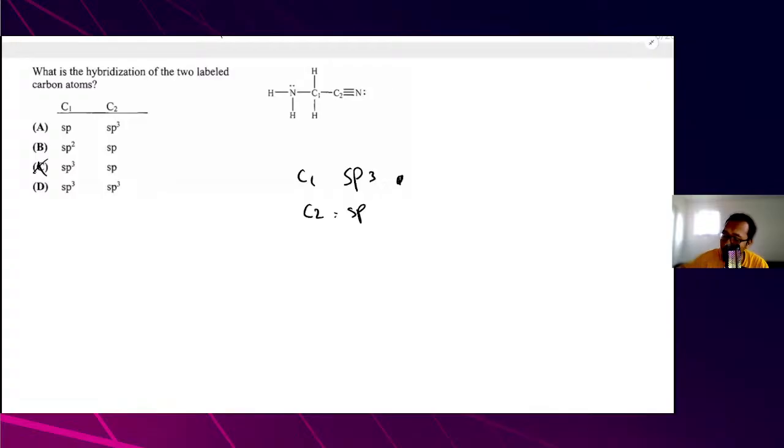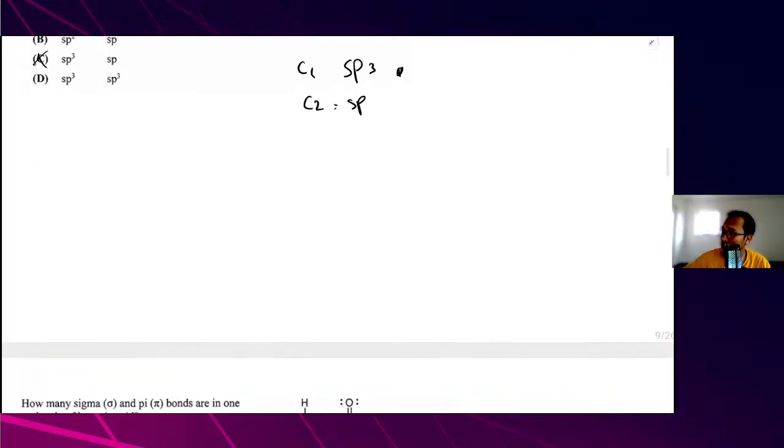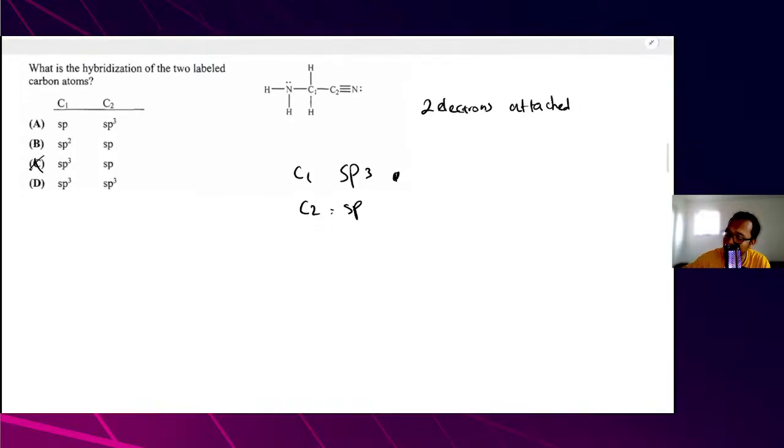So remember, if two electron groups attach, it will be sp. If three, it will be sp2. If four, it will be sp3. As you can see, guys, there are four electron groups attached over here, right? Four attached, so sp3.